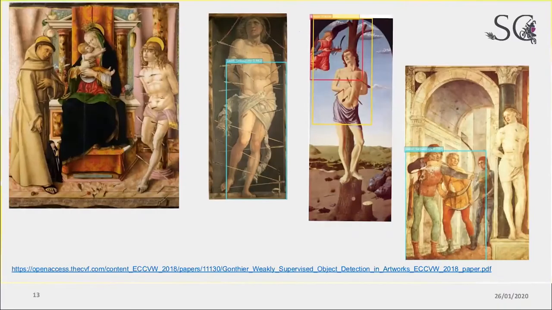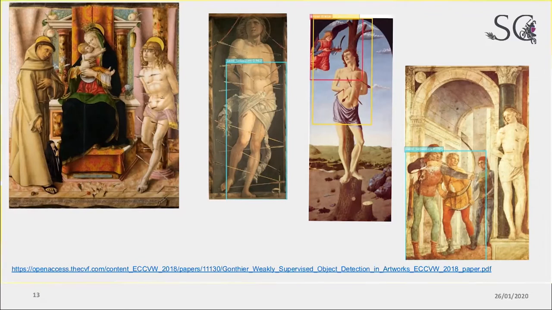So here you can see examples of how the same entity is depicted in various poses. Sometimes it looks to the left, and sometimes to the right. And of course, in order to detect that the character is not just a person, but Saint Sebastian, if we prefer to label manually all the possible variations of this class, it can be quite tiresome and quite difficult.